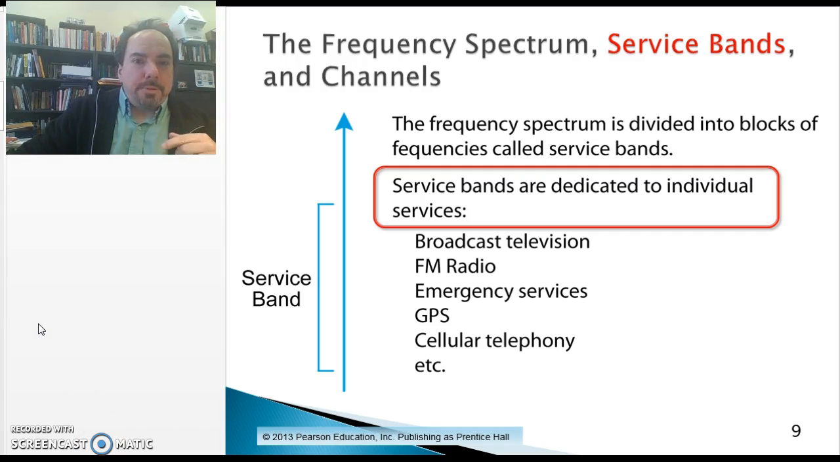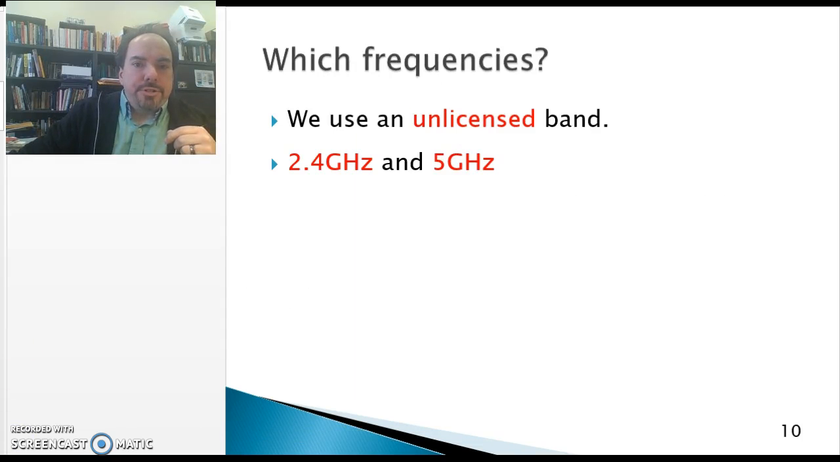Every band is chopped up into channels, and Wi-Fi is no different. We really care about 2 bands when we're talking about Wi-Fi. One is in the 2.4 gigahertz range, and the other's in the newer 5 gigahertz range. There are others we'll talk about, but these are the 2 test-worthy ranges. Notice that these are unlicensed bands.